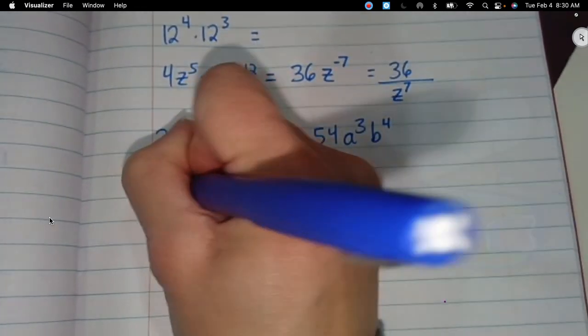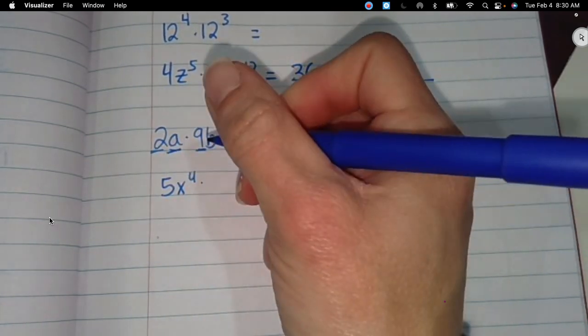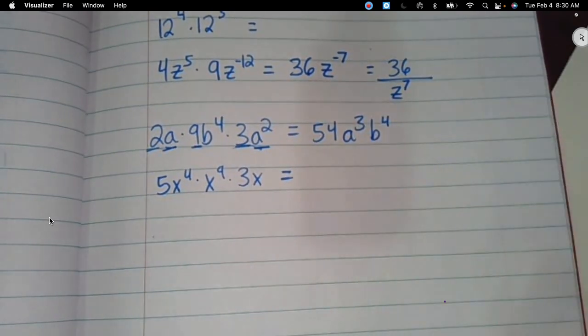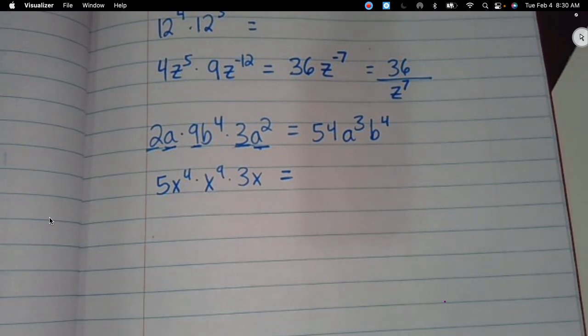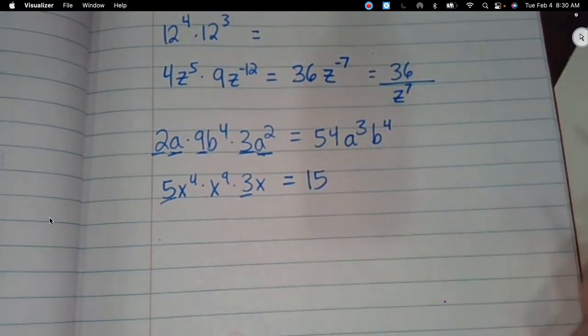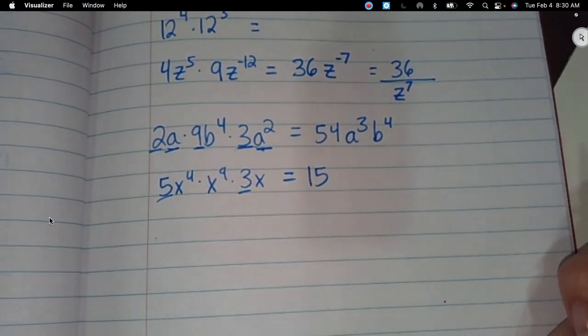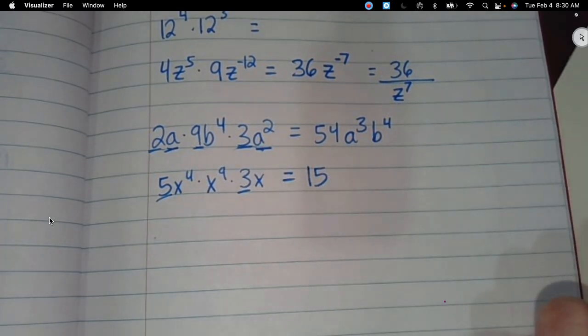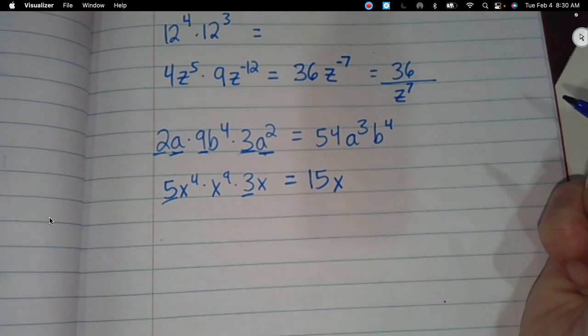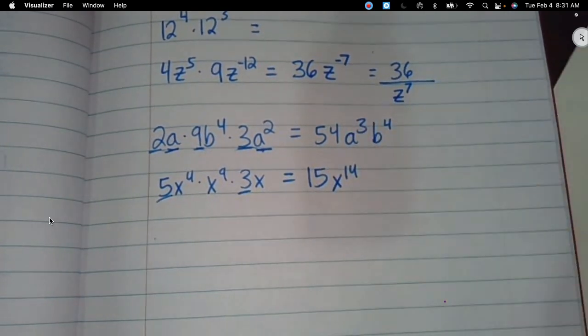5x to the 4th times x to the 9th times 3x. So what are the coefficients? What are the numbers out front that I'll multiply? 5 and what's 5 times 3? 15. Okay, so I did those. Now, okay, these are all x's. So I have 4 and 9 and 1. What's that going to equal? 4 and 9 and 1. 14. There we go. X to the 14th.